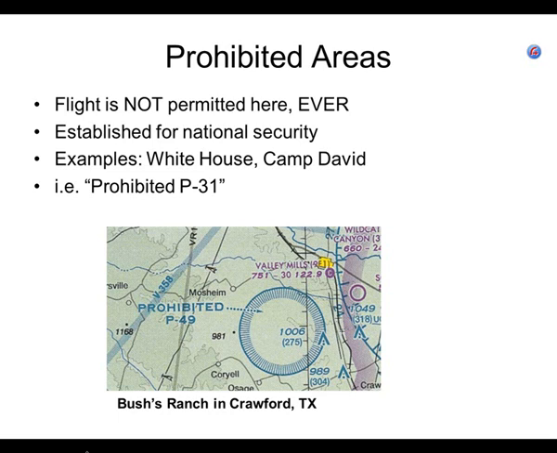When I was in the military, I was never authorized to go into a prohibited area. I did, however, fly in alert areas, warning areas, and restricted areas. But I think about the only time you can fly inside of a prohibited area is if you're like an F-16 trying to shoot down somebody who's in the prohibited area. That's a guess. It never came up.